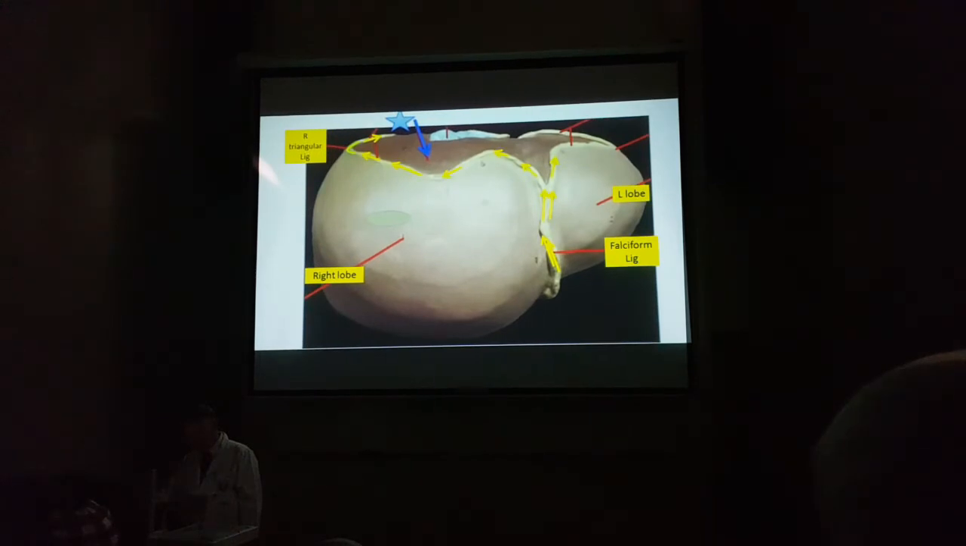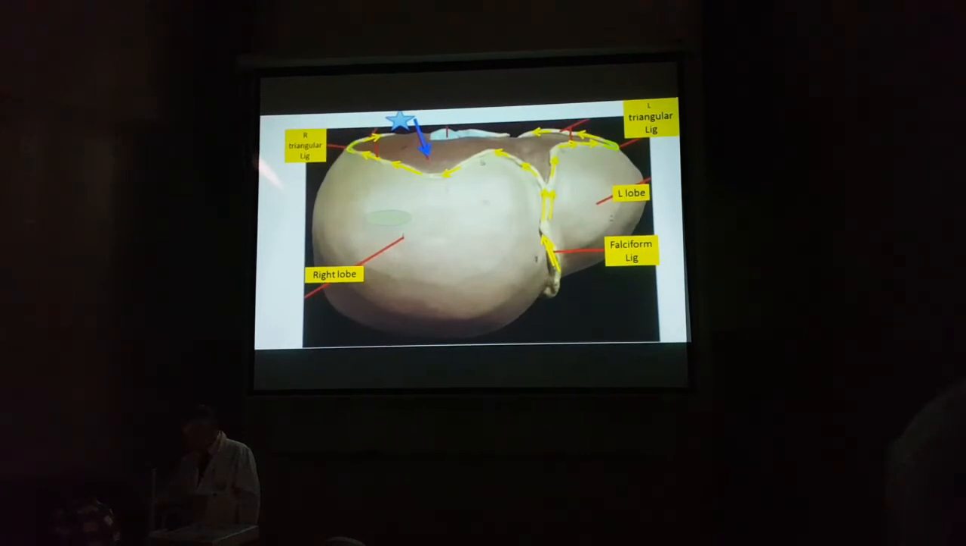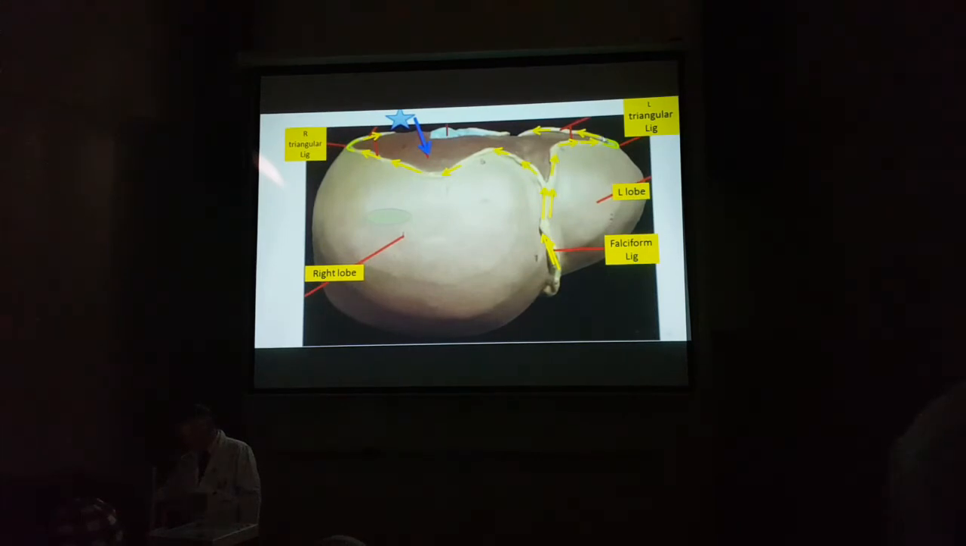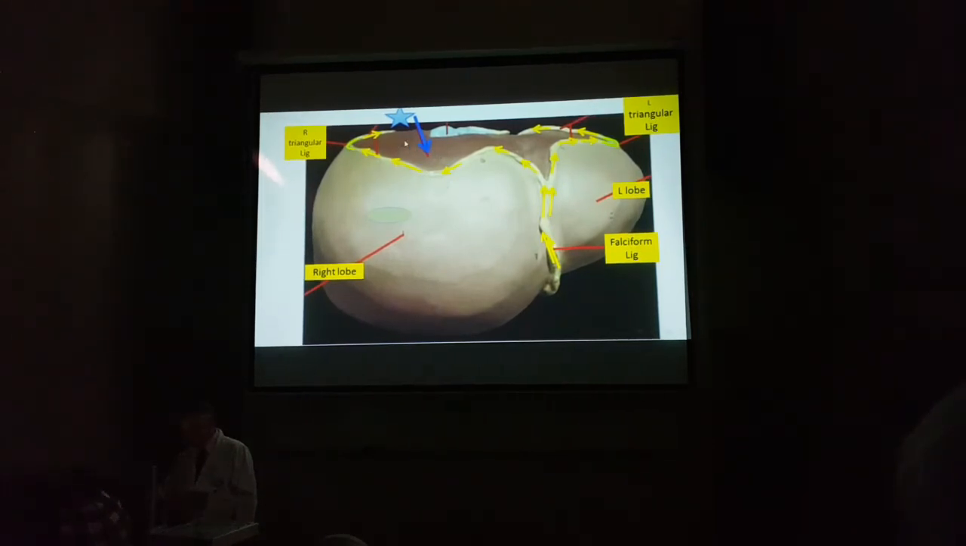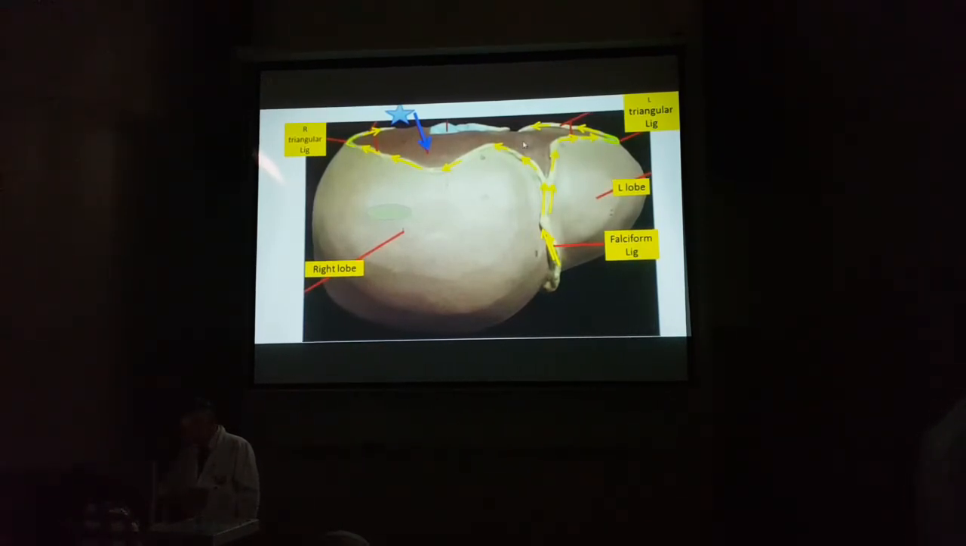On the left, same thing. It turns back, the left triangular ligament, and then goes back to meet the right one. The end result is a circle of ligaments, a circle of peritoneal folds called the coronary ligament. And inside the coronary ligament is the bare area of the liver. The liver is not covered by peritoneum.